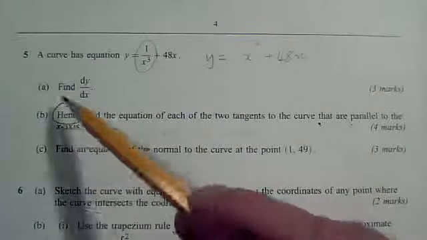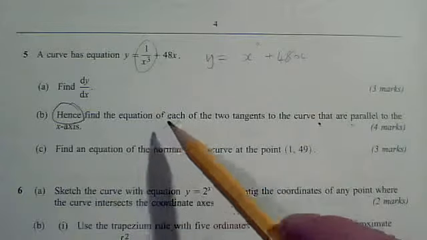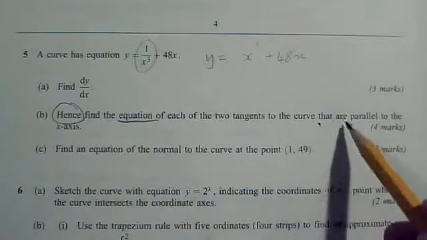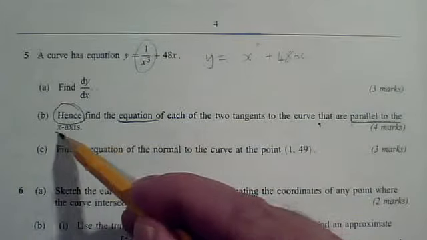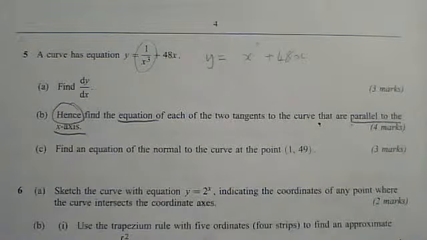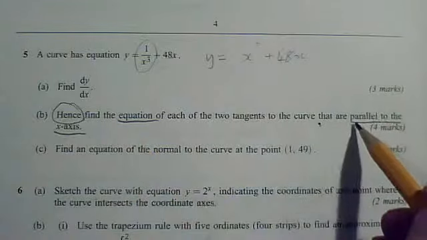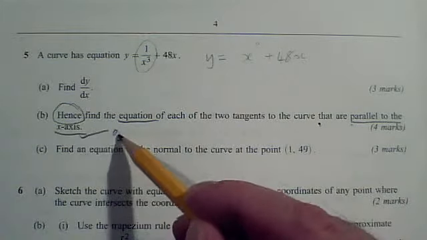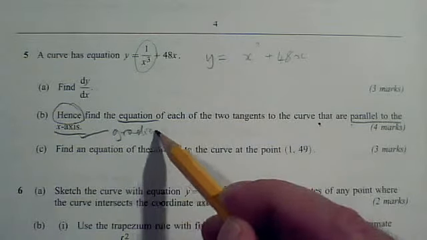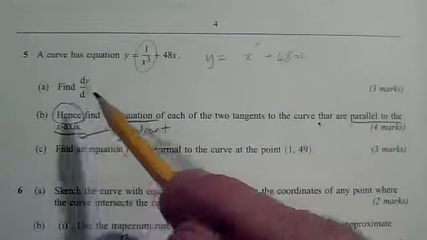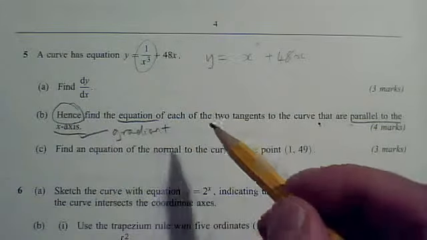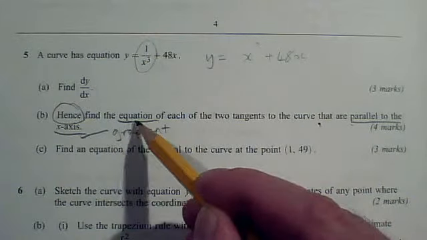Hence, that means use what you've just done. Find the equation of each of the two tangents to the curve that are parallel to the x-axis. So, if they're parallel to the x-axis, that tells you a fact about the gradient. And the gradient, of course, is dy by dx. So you want dy by dx to equal a particular thing. That will be the gradient you use in your equations.